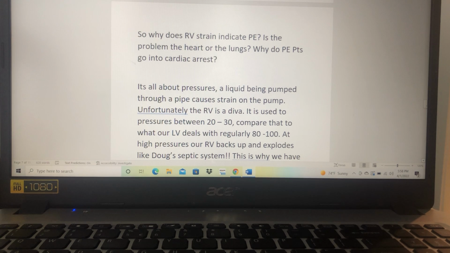it fails. Well, if the right ventricle fails, it doesn't pump any blood through the lungs, which doesn't pump any blood through the left atrium, which doesn't pump any blood through the left ventricle. The left ventricle is a nice, big, tough muscle, and it can handle high pressures. You know, it's used to 80 to 100 pressures. So, right ventricular strain is a big deal, and very indicative of PE because it's a weak pump and it cannot handle the higher pressures.